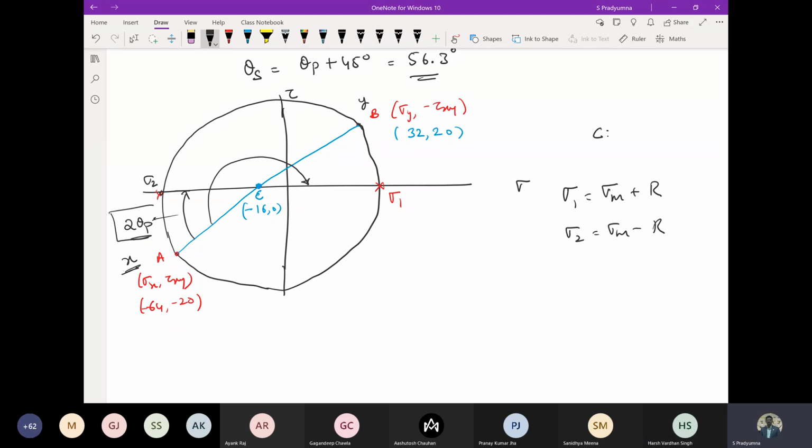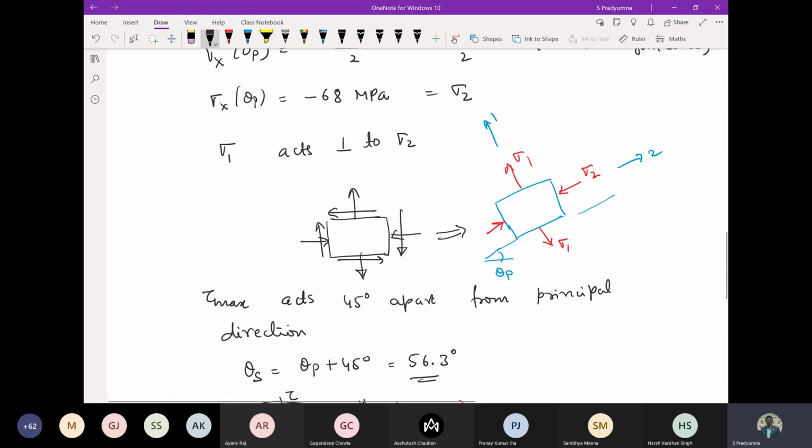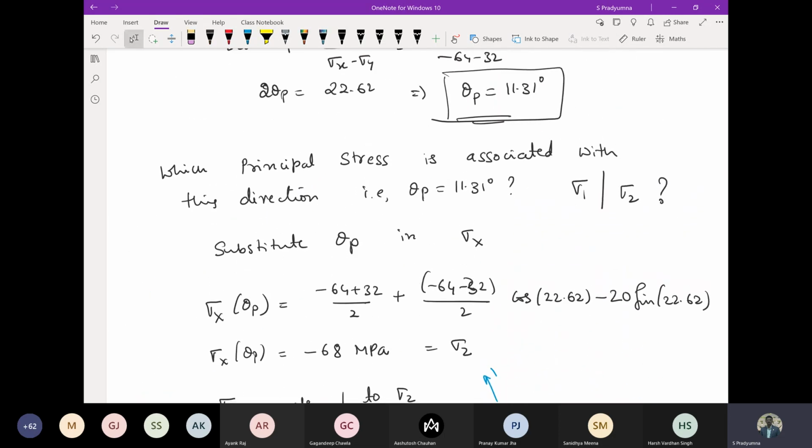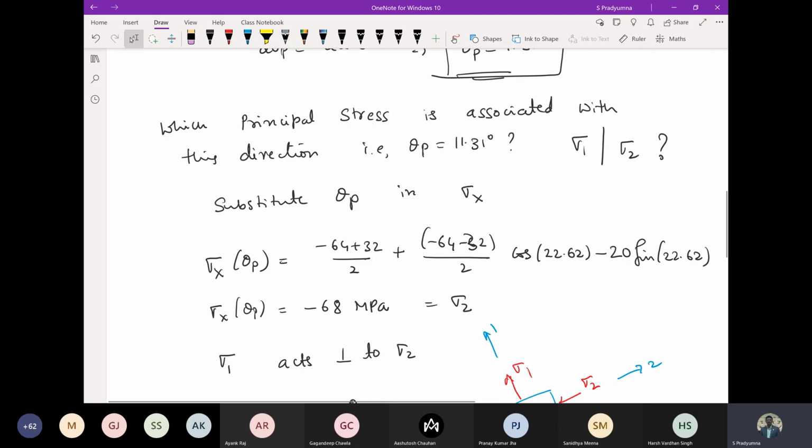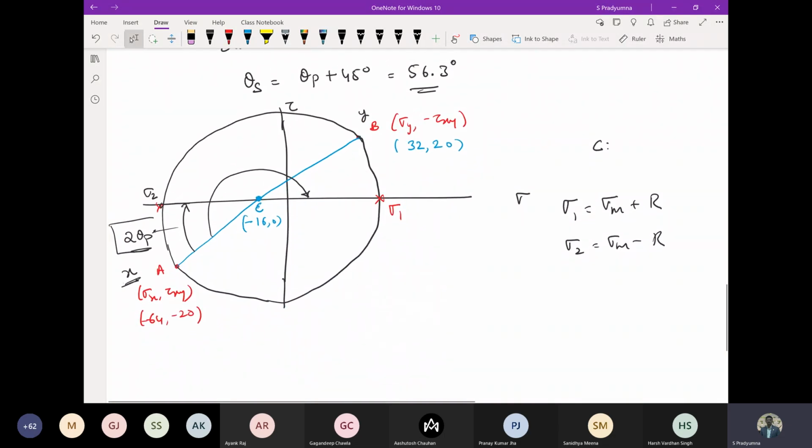Yeah. So that's how we can get the orientation of the principal stress easily with the help of this Mohr circle. Otherwise, we have to substitute the value of the corresponding theta p, the principal direction angle, and find which principal stress corresponds to which direction. So that's why we can easily go by the Mohr circle in order to plot that. So I hope this problem is clear to you now.